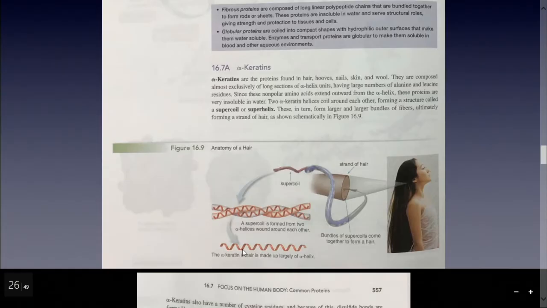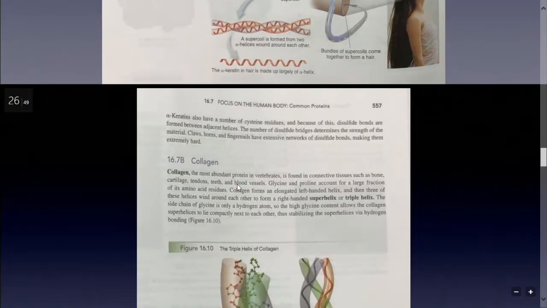We got our supercoil, which is made up of two alpha helixes for keratin. And there's going to be a lot of cysteine residues, and because of that, disulfide bonds are going to be formed, and they're going to be very, very strong. Those disulfide bonds, if you remember, are covalent bonds. They're not just attractions. They're covalent bonds. There's a sharing of electrons. And so that's actually what makes claws and horns and fingernails so tough and so strong.